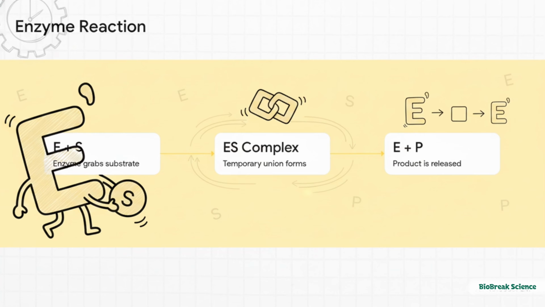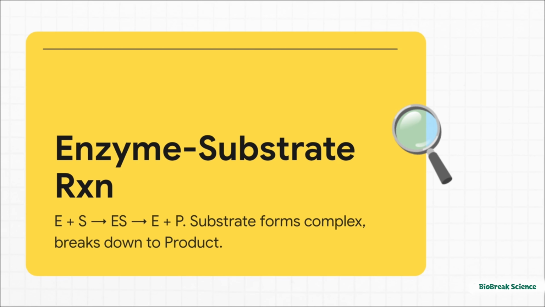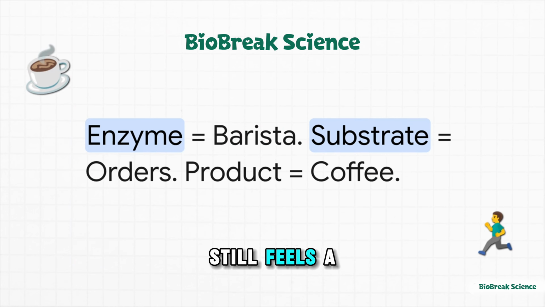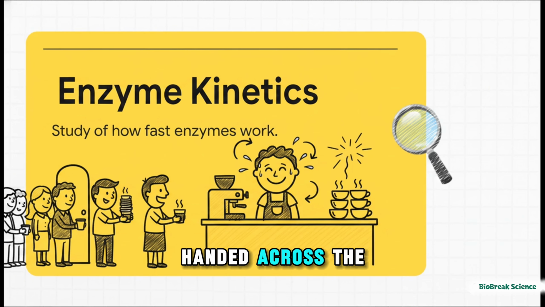And the really cool part? That enzyme is now totally free to go grab another piece of substrate and do the whole thing all over again. Now, if looking at those letters still feels a little bit abstract, I want you to think about it this way. Imagine the enzyme is a barista working at your local coffee shop. The substrate represents the incoming coffee orders from the customers. And the product is the finished, hot cup of coffee that gets handed across the counter.